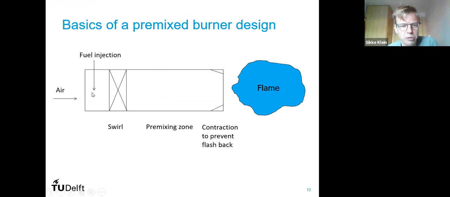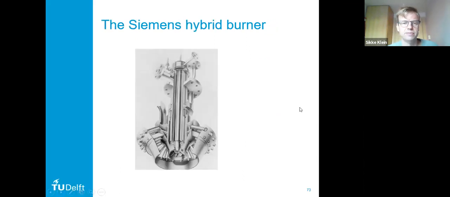So you have the air and the fuel. They are injected, so a cross flow or somewhere or the other. Then there's a swirl in the same area. Sometimes they are combined, the premixer and the swirler. Then you have a kind of premixer zone, so you give the air and the fuel some time to premix. And then you normally have a contraction to accelerate the flow and to prevent flashback. So you create a higher speed outside of the burner than the turbulent flame speed. And then you get the flame. And because of the swirl, you normally get the recirculation to create the reignition.